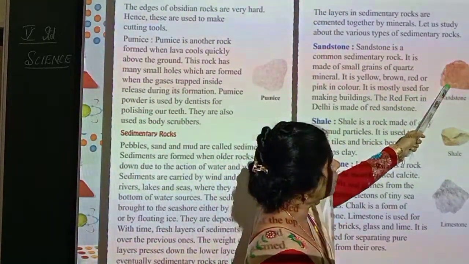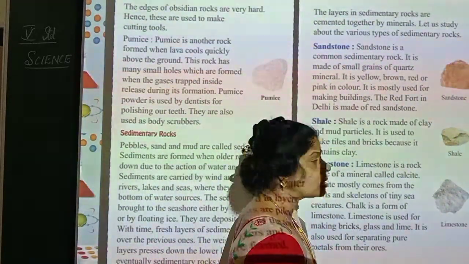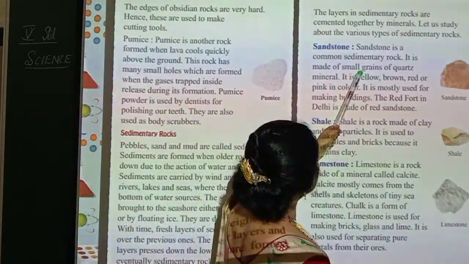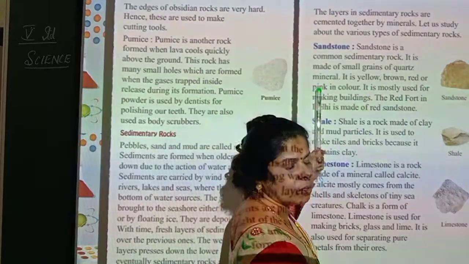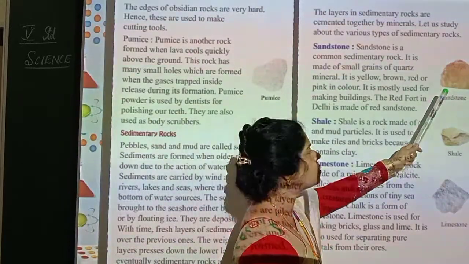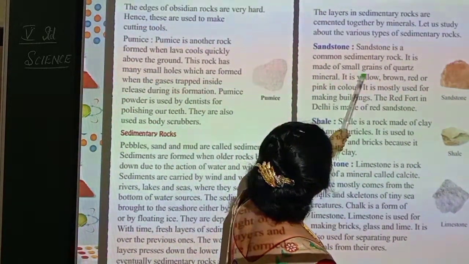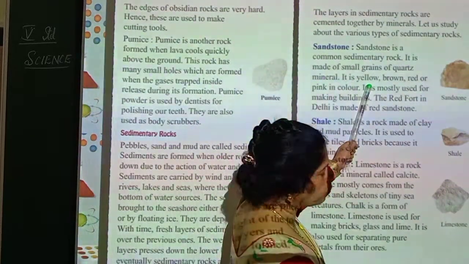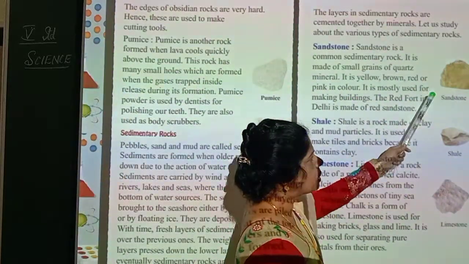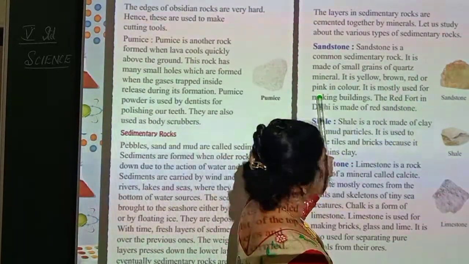Sandstone. See, look at this. Sandstone is a common sedimentary rock. So this sandstone is a very common sedimentary rock. It is made of small grains of quartz mineral. So there is a mineral called quartz. So that deposition you can see on the sandstone. Grains of quartz mineral. It is yellow, brown, red or pink in color. So this sandstone can be of various colors like yellow, brown, red or pink.